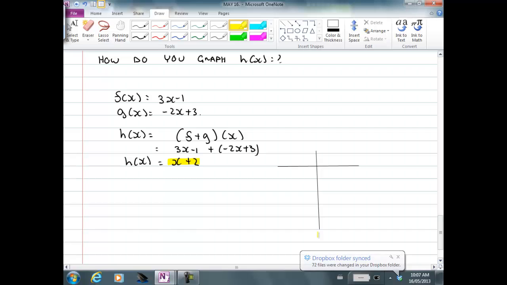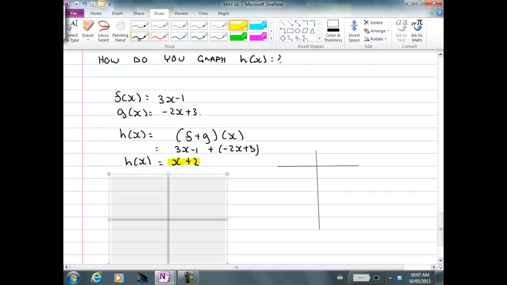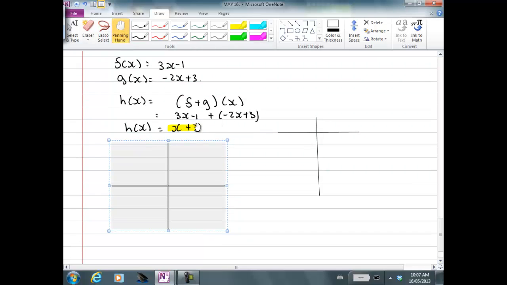Okay. Some of you say, Mr. Lo, I don't need to do old school. I know this stuff. Because in Math 10, I was taught that this is really the equation of a line with a y-intercept of 2. My line has a positive slope. So it goes something like that. Works perfectly fine.